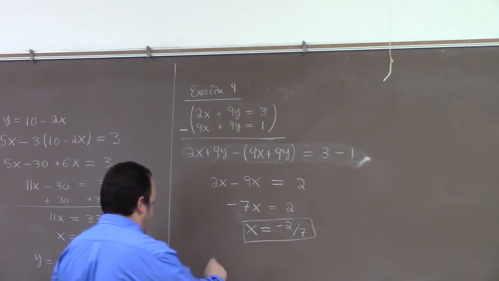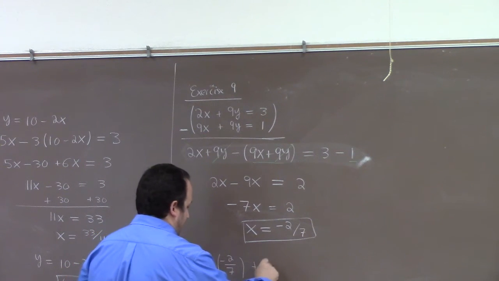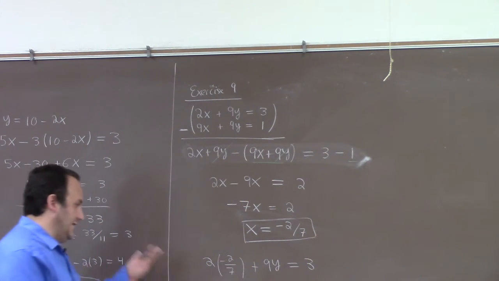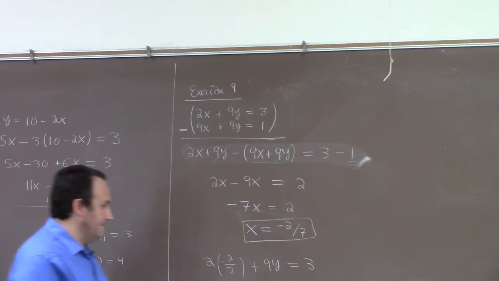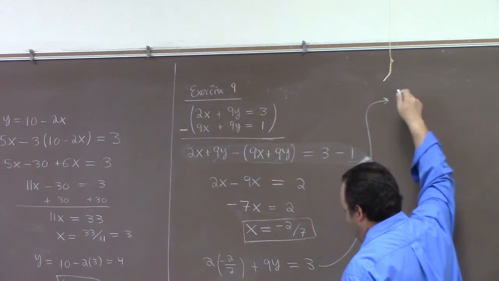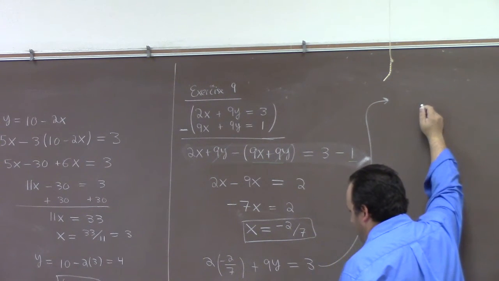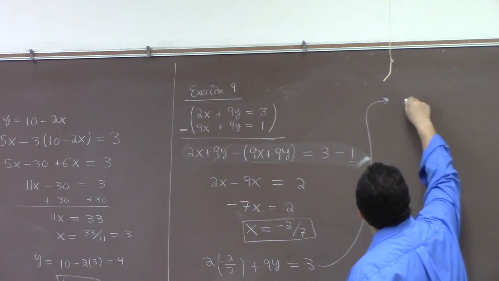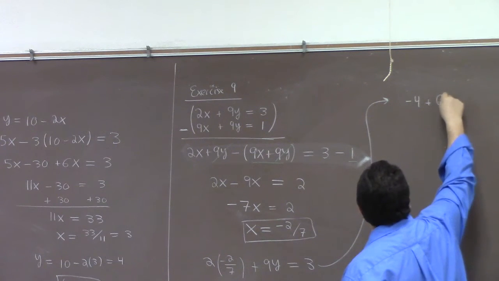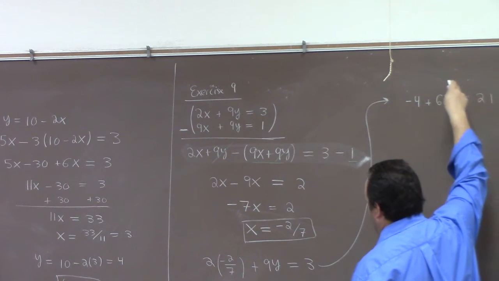Okay. So 2 times minus 2/7 plus 9 times y, which we don't know yet, equals 3. Solve for y. I don't know, you can get your calculator out. Personally, I'm going to multiply by 7, because if I multiply by 7, I get minus 4 plus 63y equals 21.